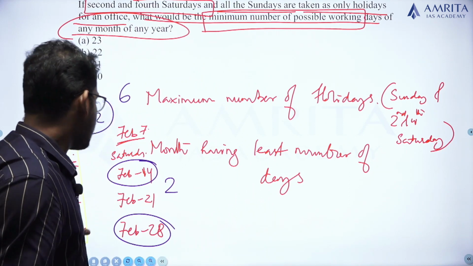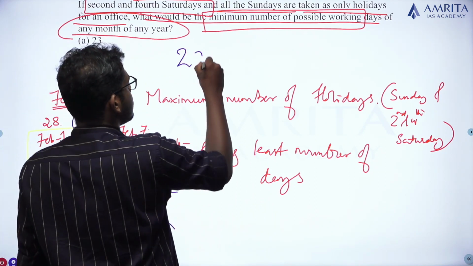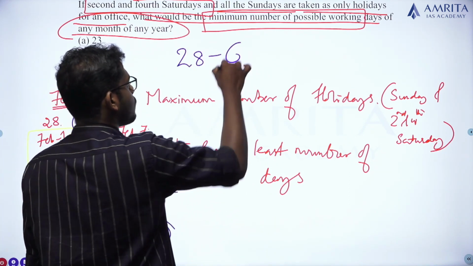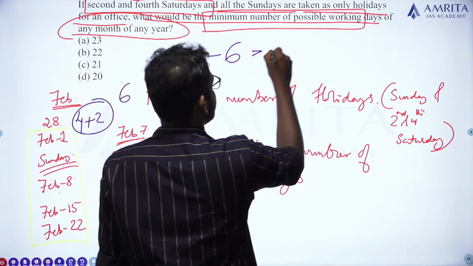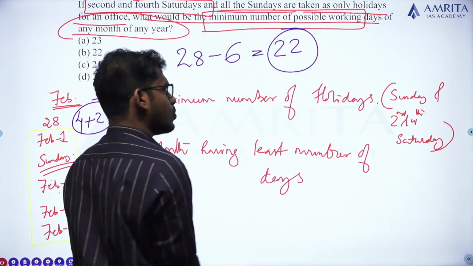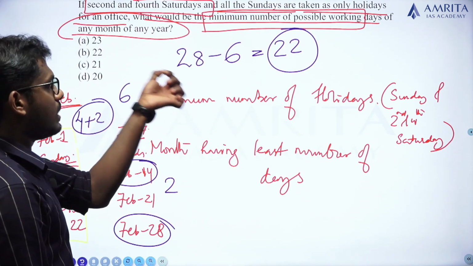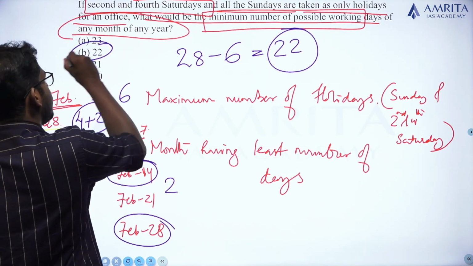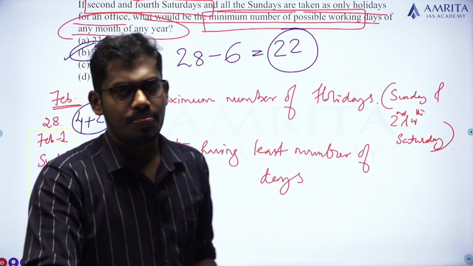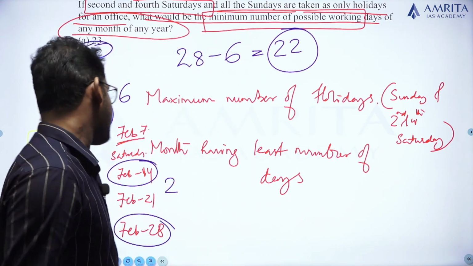Clear? Okay, so the month contains 28 days, and out of these 28 days, 6 days are holidays. So the remaining number of days will be the number of working days, and it's 22. So the minimum number of possible working days of any month of any year will be 22. Got the idea? Okay, moving to the next question.